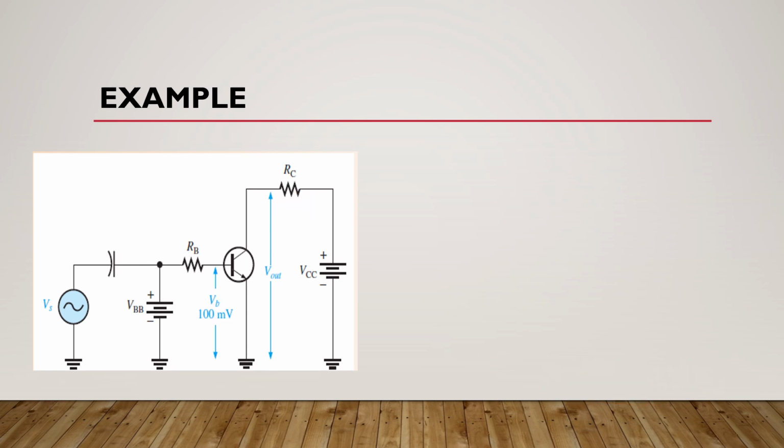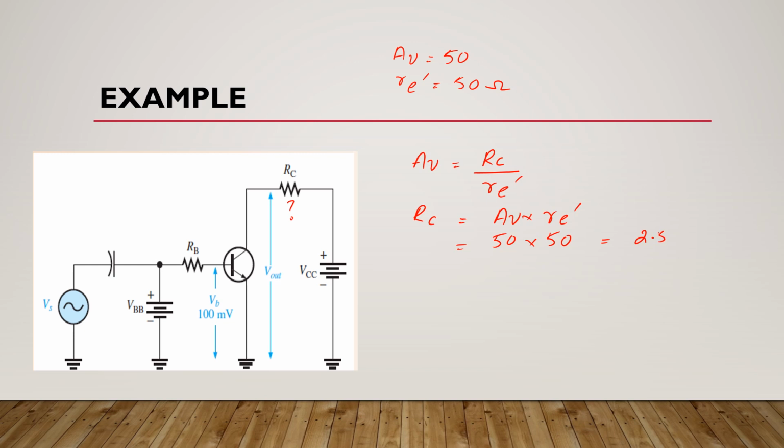Now suppose you have voltage gain 50 and the AC emitter resistance is 50 ohms. What is the value of collector resistance? Again we use this formula: voltage gain is equal to collector resistance divided by AC emitter resistance. It means collector resistance is equal to voltage gain multiplied by AC emitter resistance. Here voltage gain is 50 and AC emitter resistance is also 50. After solving this you will get 2.5 kilo ohms. So this is the value of RC.